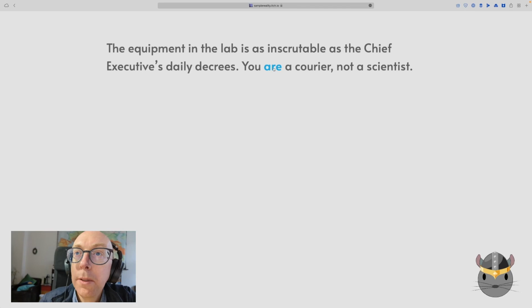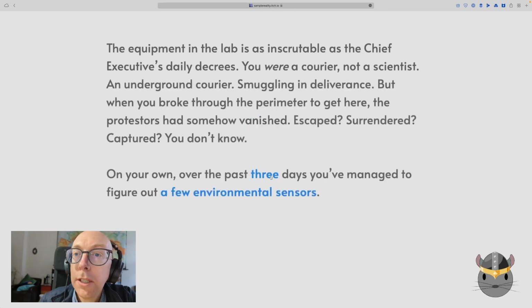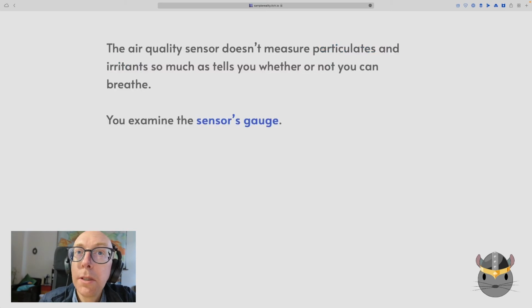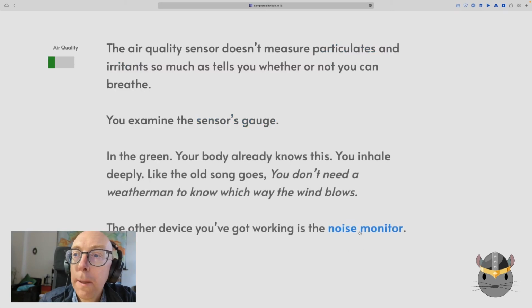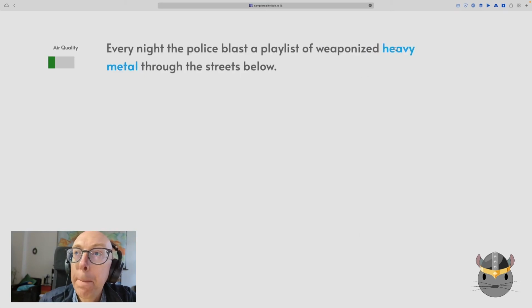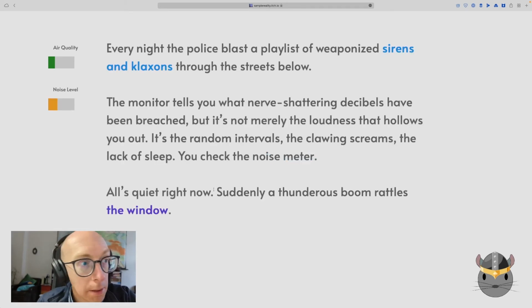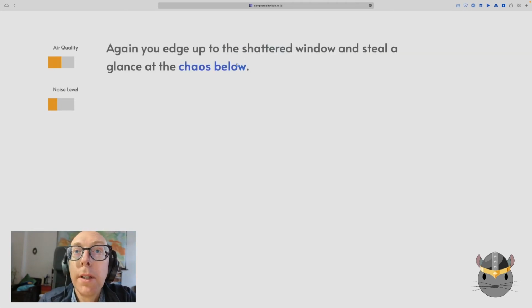Check the lab equipment. You are a courier. They vanished. With the environmental sensors. It doesn't measure air. The noise monitor. Weaponized sound. Noise meter. All is quiet. Go back to the window. Edge up to the window.